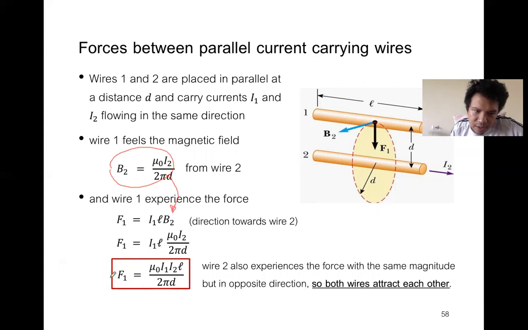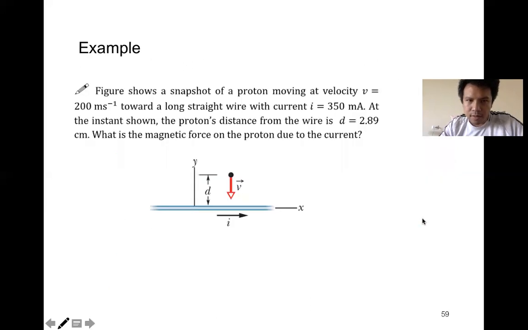Okay, and we can write down F1 in terms of I1 and I2 and the distance d, and the magnitude will be equal to F2 because of Newton's third law, but the direction will be opposite. So if F1 is in this direction, F2 will have the same magnitude as F1, but with the opposite direction.